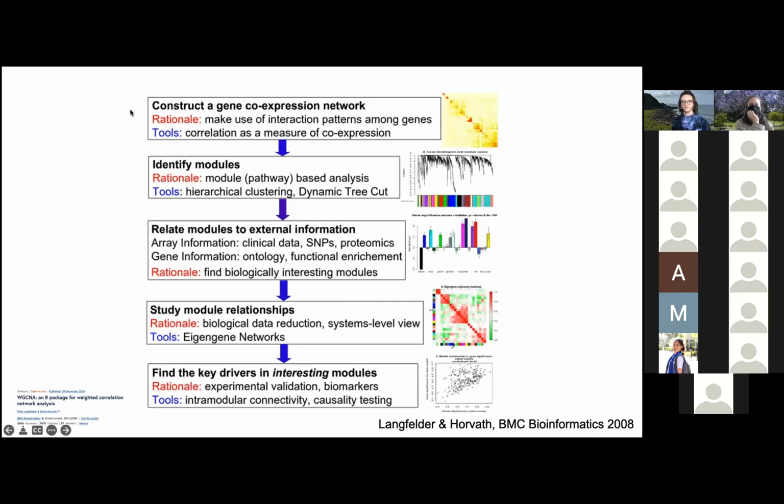The first step is essentially to take a gene expression data set and construct a gene co-expression network. It's basically a network with different genes as the nodes, and the edges in the network are some relationship between those genes. WGCNA uses correlation as a measure of co-expression, so the edges between genes are their correlation in expression. Genes with high edge weights are basically genes that are expressed in the same samples. There can also be genes that are anti-correlated.